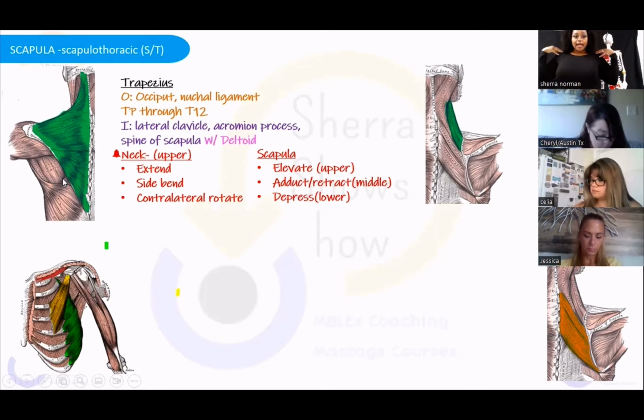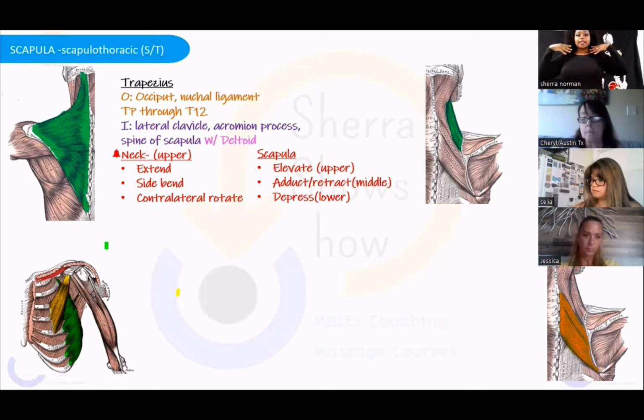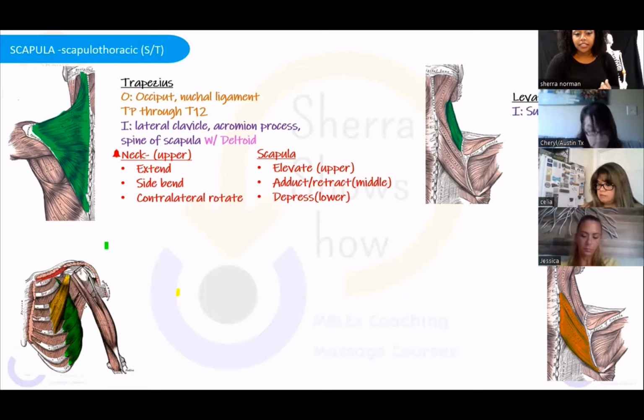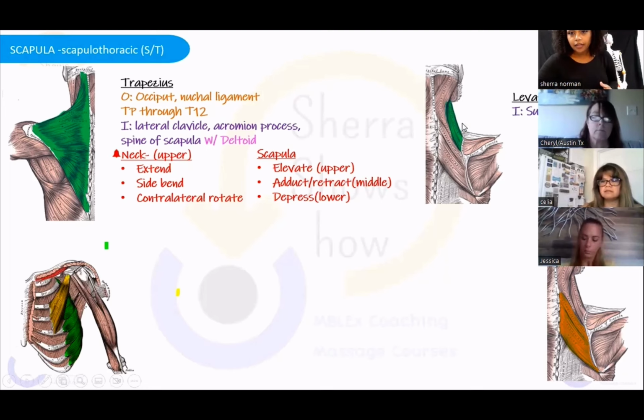Okay, so besides extend, side bend, and contralaterally rotate the neck, it acts on the scapula. So it elevates, adducts, and depresses the scapula. Okay, it also rotates, but we'll get there in just a second. Right, levator scapula inserts at the superior angle. So right here at the superior angle, starts on the transverse processes of the spine, inserts on the superior angle of the scapula. Okay.